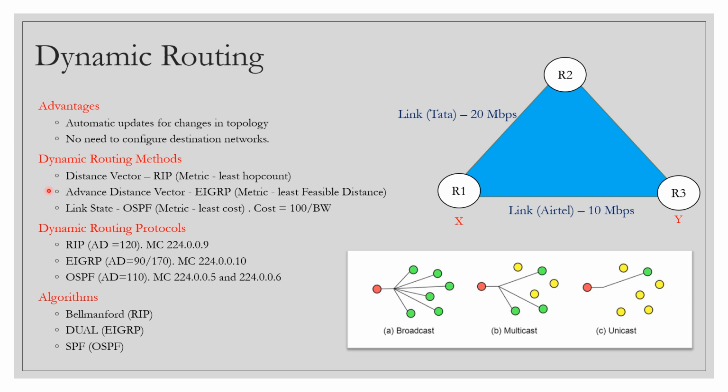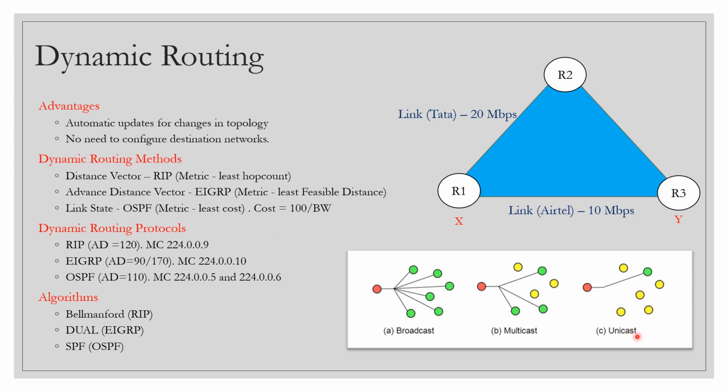Now let's come down to the protocols. Like I said, RIP is there, EIGRP is there, and OSPF is there. For RIP, the administrative distance is 120, and we have a concept here called multicasting. RIP's multicast address is 224.0.0.9. That is a class D address, and multicasting actually means that you relate to a group of devices. So in the network, we have three kinds of communication going on.